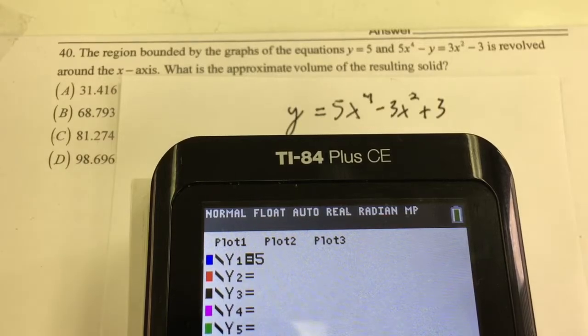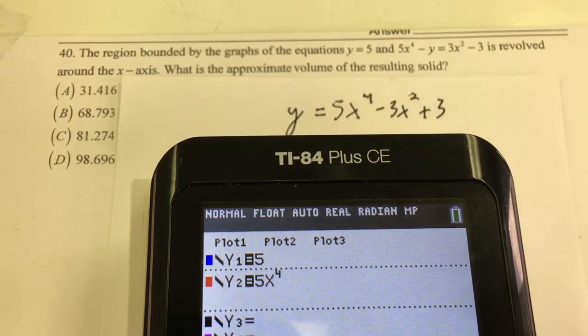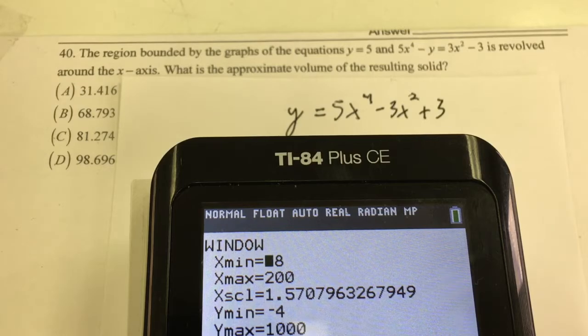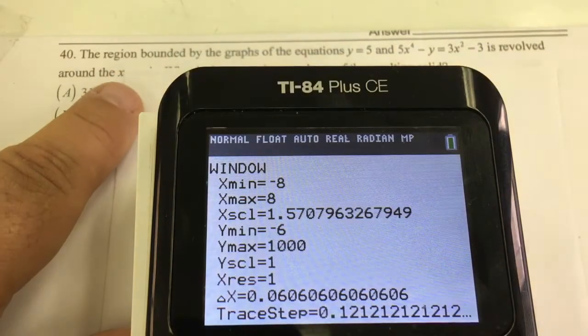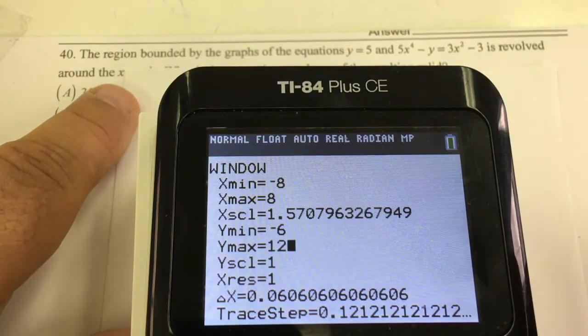And y equals 5x squared. Oh, 5x to the 4th. Don't forget you have to right arrow to get down. Minus 3x squared plus 3. Let me go to my window. I don't know, but it's definitely not going to be 200, so I'll put 8. Y min of negative 6. Definitely not going to be 1,000. I'll put maybe 12.